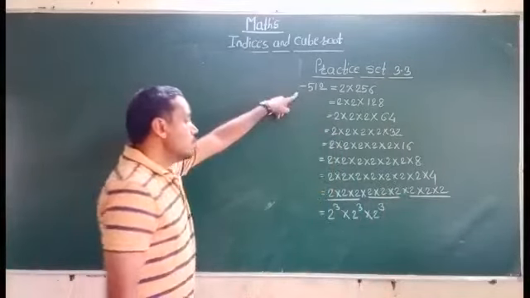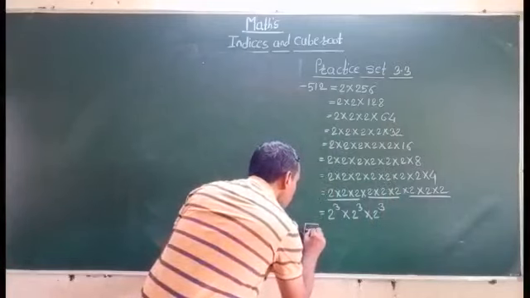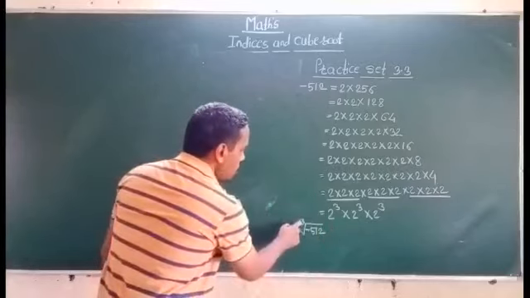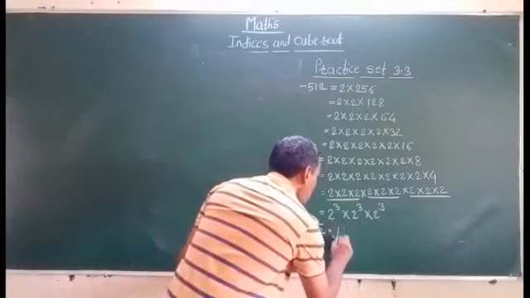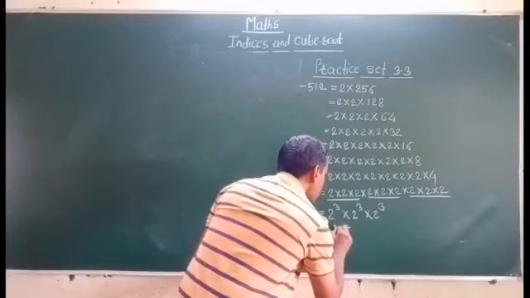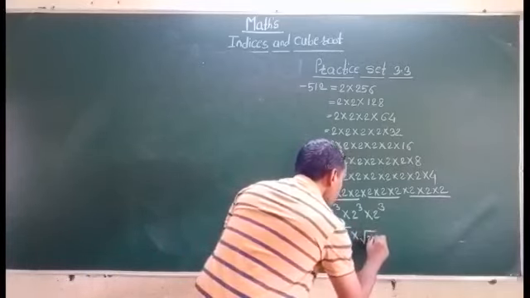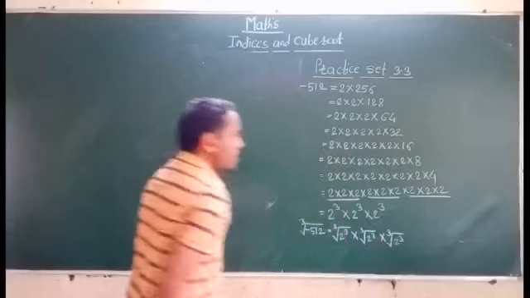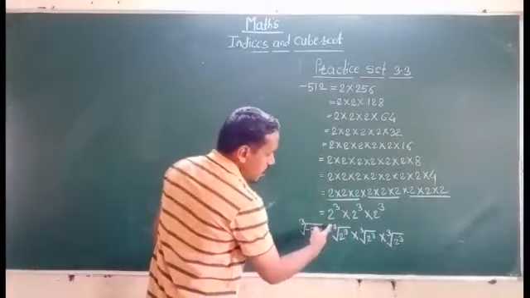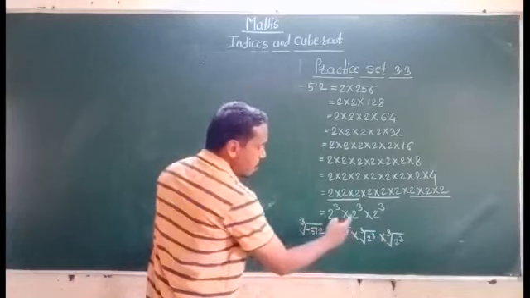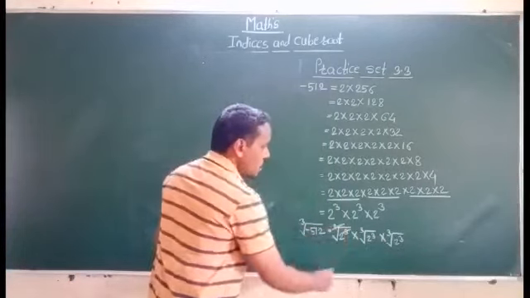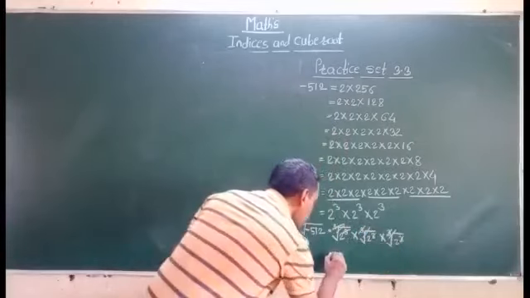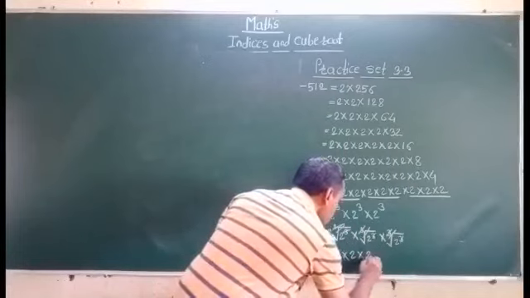We have to find the cube root of 512. So we write it in a radical sign. When we have a radical sign, the order 3 and the radicand's power are both the same, so they cancel each other, and the radical sign is also removed. So we get the answer 2 into 2 into 2.